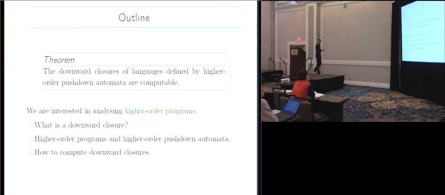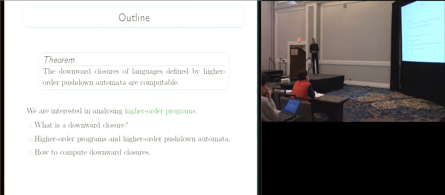So the basic theorem of the talk is that the downward closures of languages defined by higher order pushdown automata are computable. So if you understand that, then you're basically done. For the rest of the talk, I'm going to go through this and explain the various parts and the motivation for studying this problem.